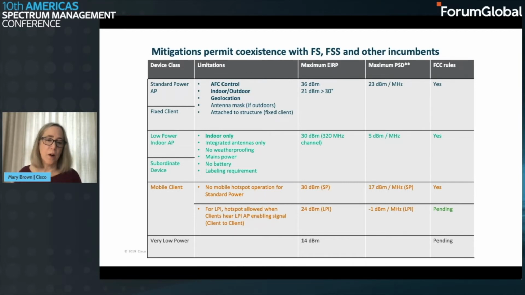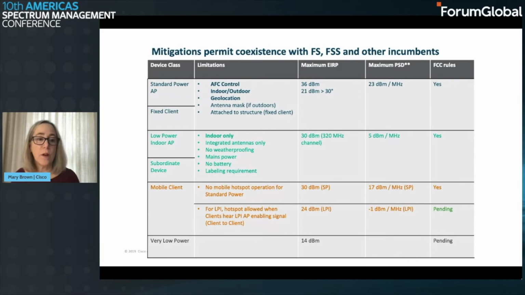And then we're also looking at very low power, also an interest of industry, not so much Cisco, but of the industry group. This would be portable devices operating at very low power, essentially in and around you to connect devices that you're wearing or carrying and things like that.